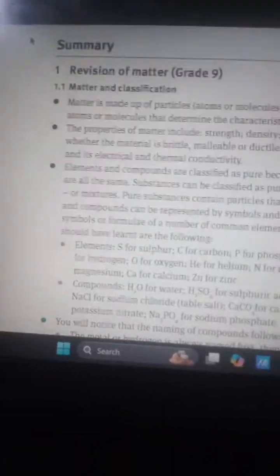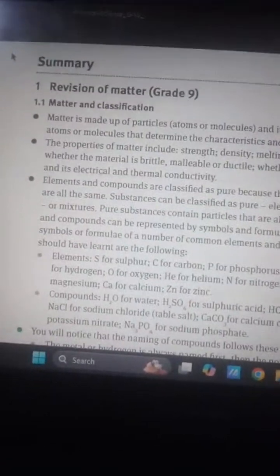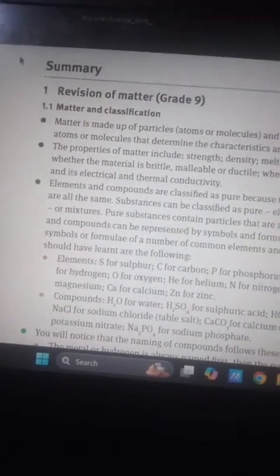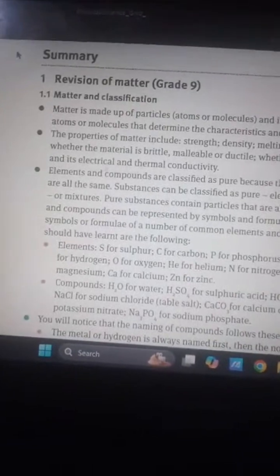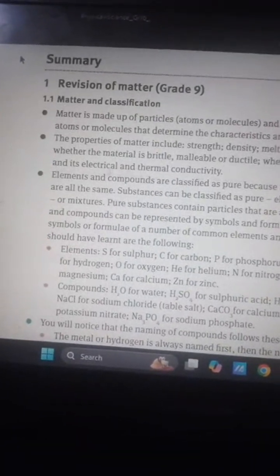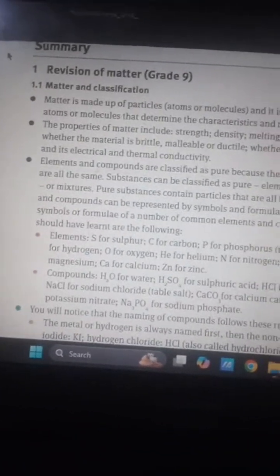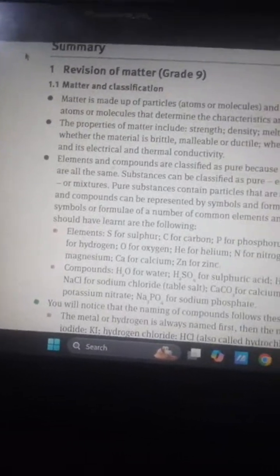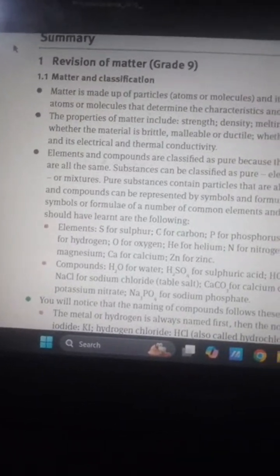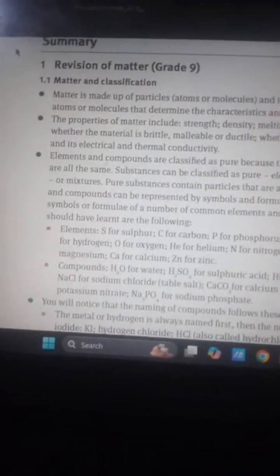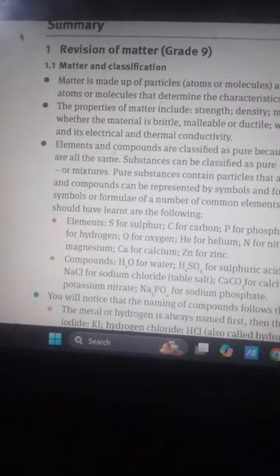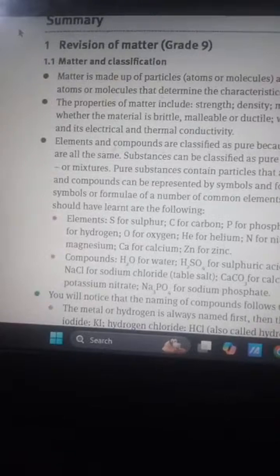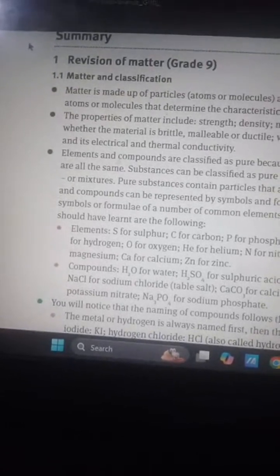And then we have elements and compounds, and they are classified as pure because they contain particles that are all the same. Substances can be classified as pure, as explained, they contain particles that are all the same.